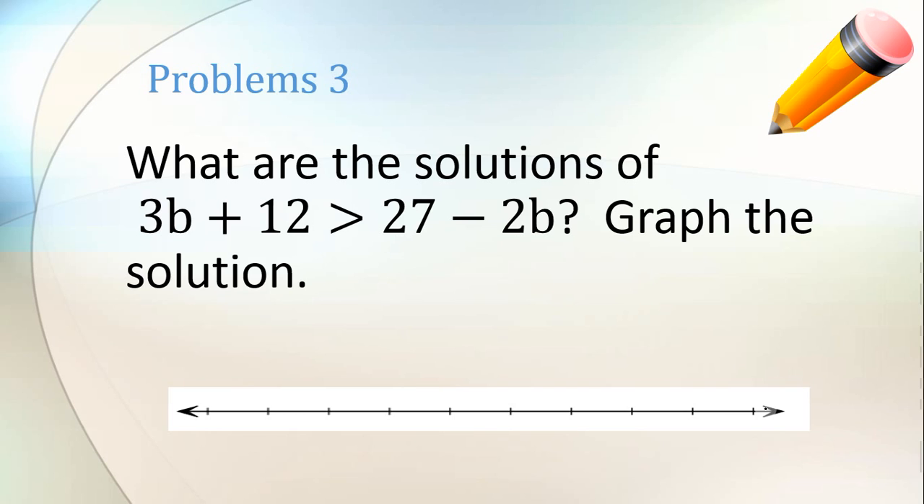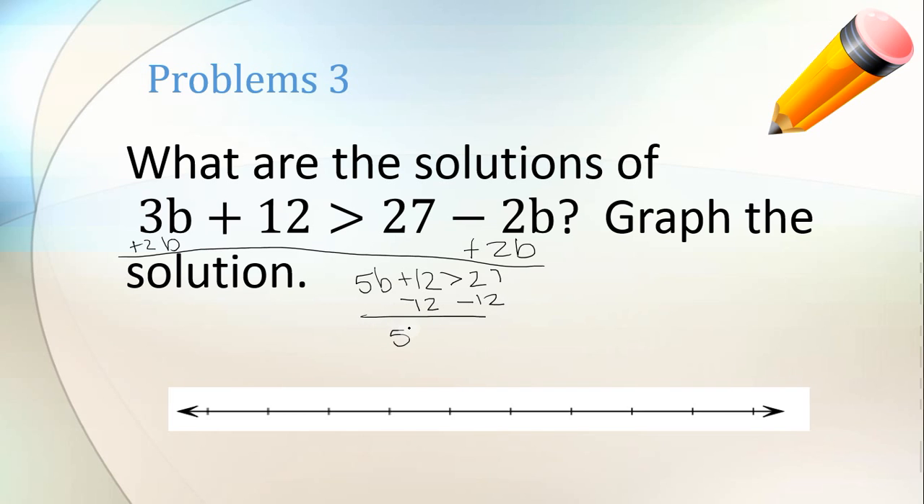Now about this one, if you notice we have variables on both sides. So my first idea is to get the variables to one side. So I'm going to add 2b to both sides. And I'm going to get 5b plus 12 is greater than 27. Now I'm going to subtract 12 because I got to get the 12 away from this 5b. I got to get variables on one side and just numbers on the other.